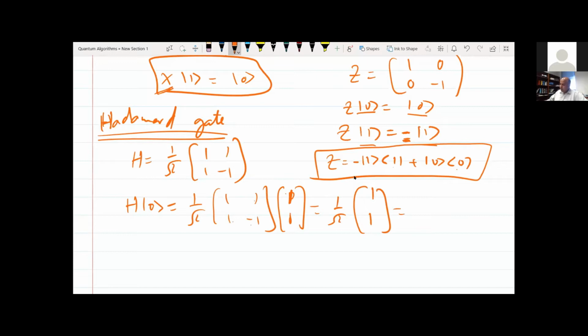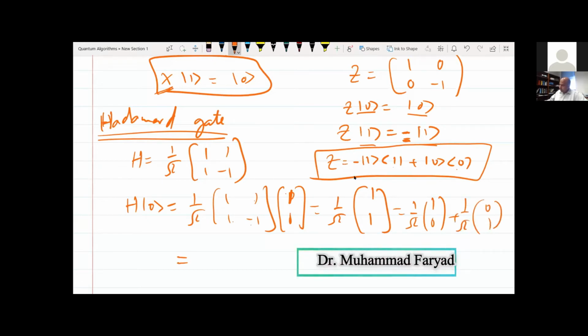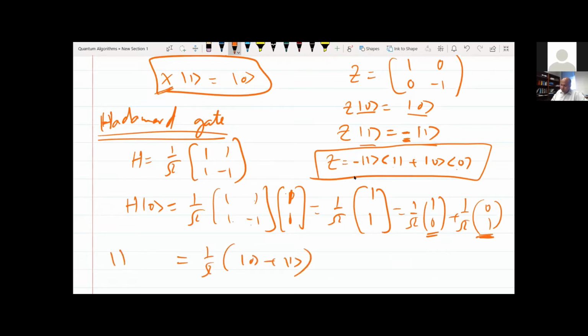So this can be written as 1 over square root 2, 1 0 plus 1 over square root 2, 0 1. This is the 0 state, this is the 1 state. So I can write it as 1 over square root 2, 0 plus 1. This is an important gate, because it can convert the state 0 into a superposition of 0 and 1. This is sometimes also given a special symbol. It's called a plus state. This is essentially just a shorthand for this state.